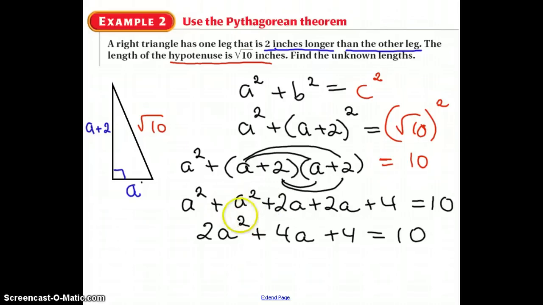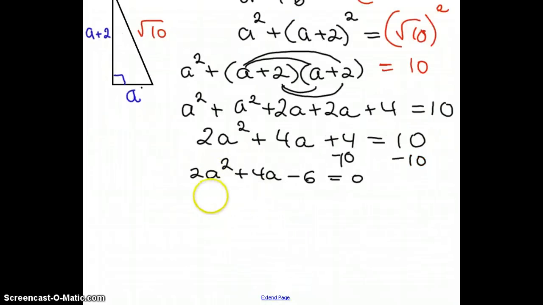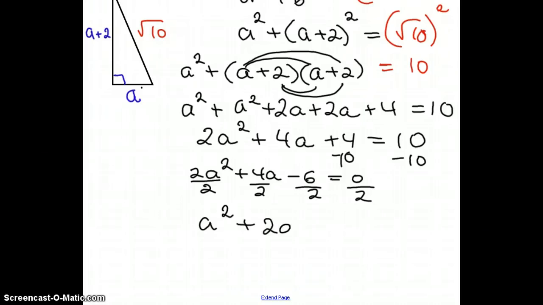So as soon as you see a squared and an a, you know that it's going to be a quadratic equation where you would either factor or use the quadratic formula. So our first step is to set it equal to 0. So I'm going to subtract 10 from both sides, and we get 2a squared plus 4a minus 6 is equal to 0. I notice that all my numbers are even, which means that I can go ahead and divide through by 2 to make my numbers nicer and smaller. So I get a squared plus 2a minus 3 is equal to 0.